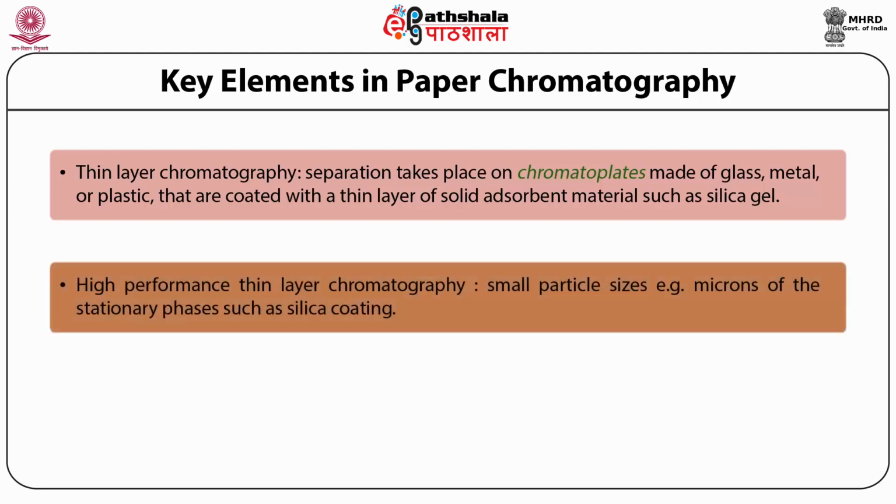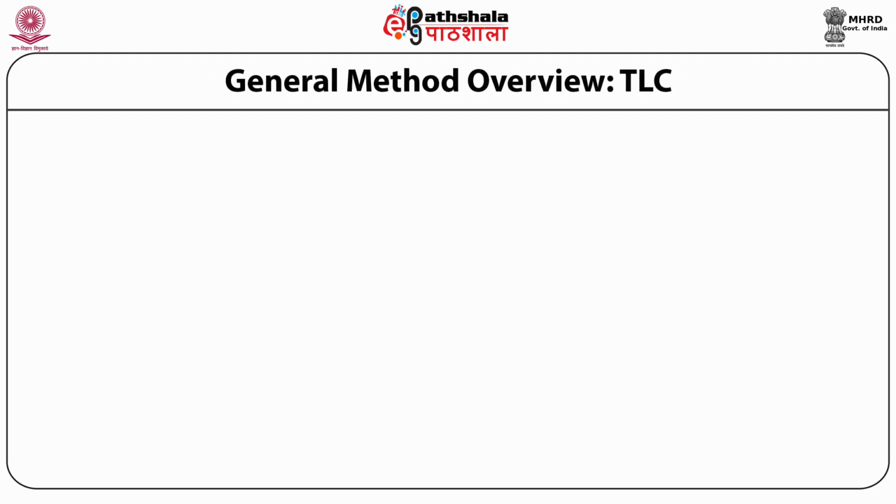Now, in high-performance thin layer chromatography, an additional advancement has been made in that the particle sizes of the adsorbent material that has been coated are very small, in microns. So the silica coating, for example, has a particle size in microns. So the general method overview of thin layer chromatography is as follows.